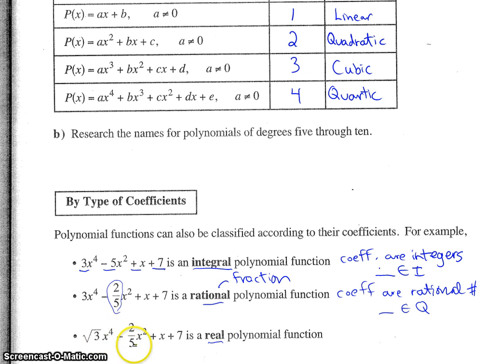Now, if you look, we've got a rational number, we've got some integers as well, but this one right here, the square root of 3, that is not a rational number, it's not an integer, it's actually an irrational number, so it would just come under the category of real numbers. So coefficients are real numbers. And really, that's the case with the other two as well, but you name it for its most restricted part, okay? All right, let's take a look at the next page.